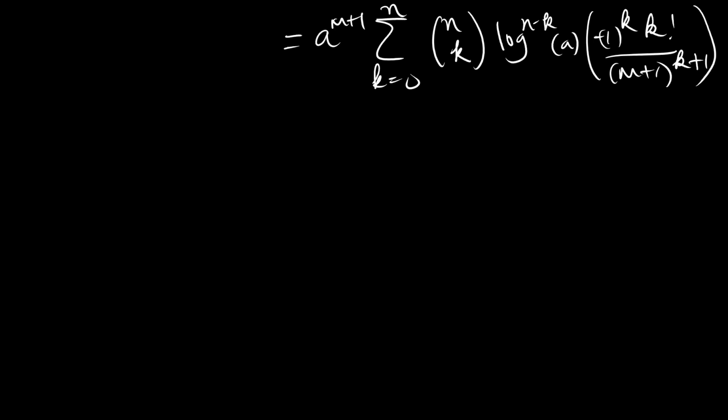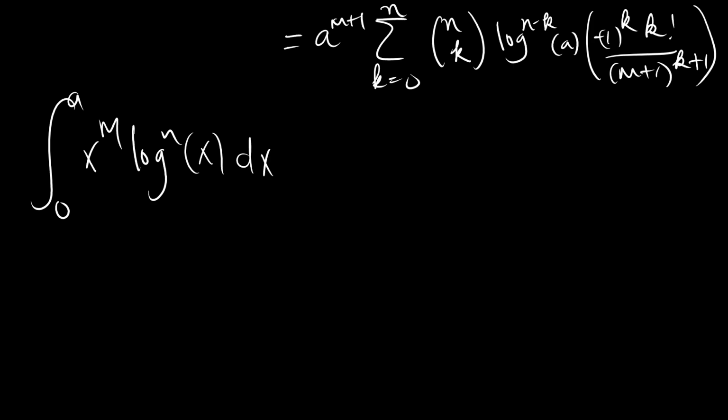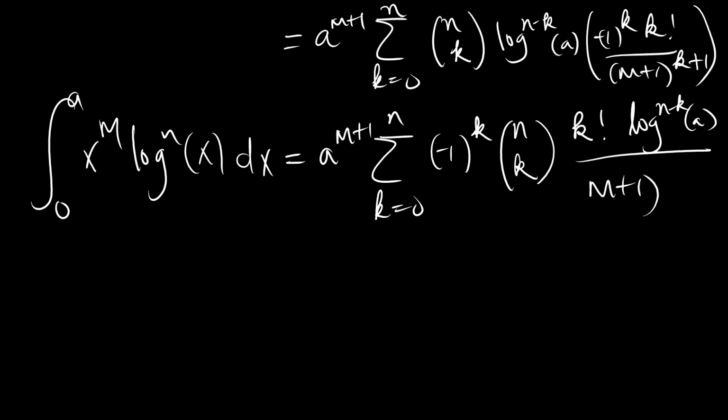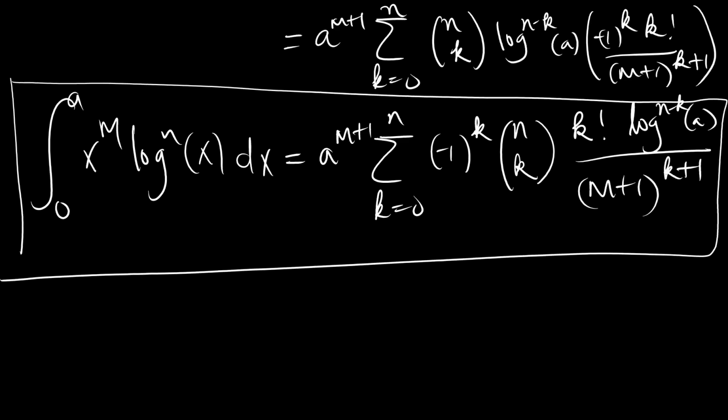which is interesting. So what that tells us is that the integral from 0 to a of x to the power m, log to the n of x, dx is equal to a to the m plus 1, summation from k equals 0 to n of negative 1 to the k, n choose k, k factorial times log to the power n minus k of a, over m plus 1 to the power k plus 1. So this here is our answer.